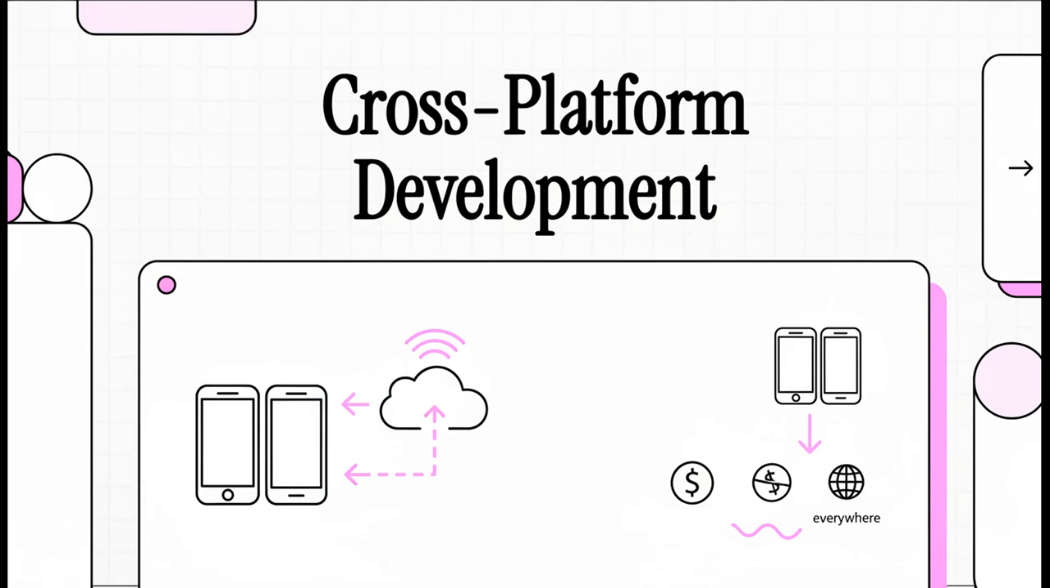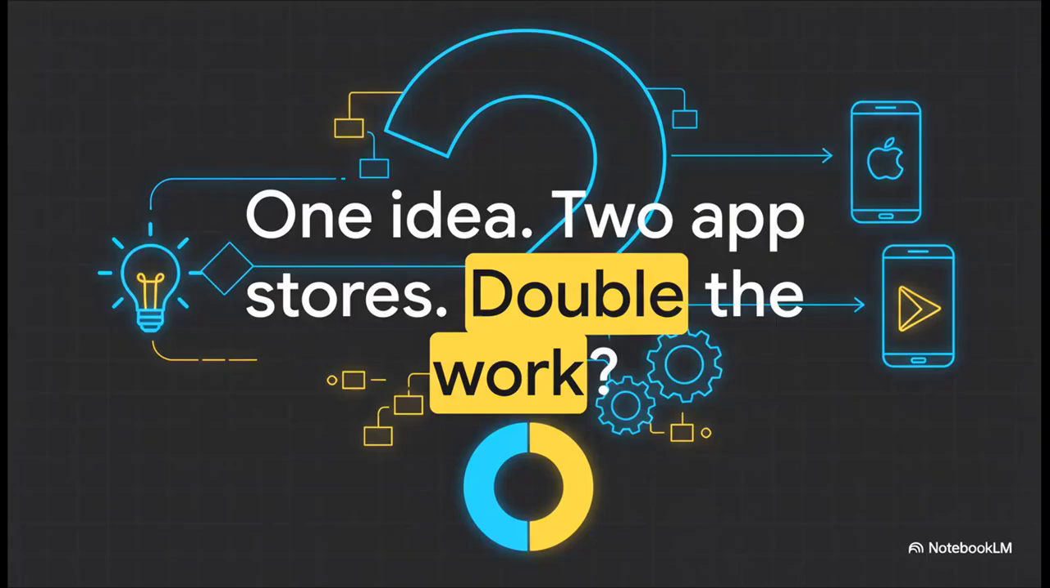But then it hits you. How do you get it on both iPhones and Androids without doing all the work twice? Well, that's exactly what we're going to break down today. Let's just dive right in. You've got the idea, but you're facing two massive, totally separate ecosystems, Apple's App Store and Google's Play Store. So the big question is, does one idea really mean you have to build two separate apps from scratch?